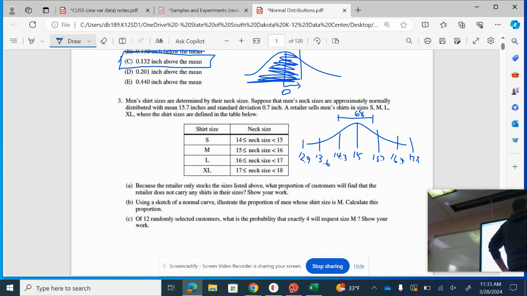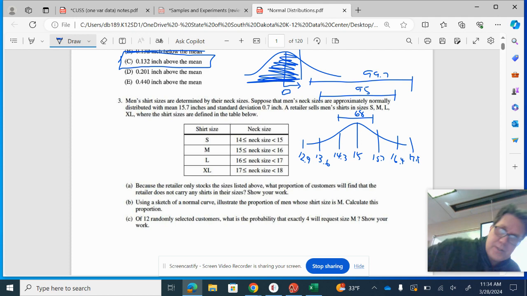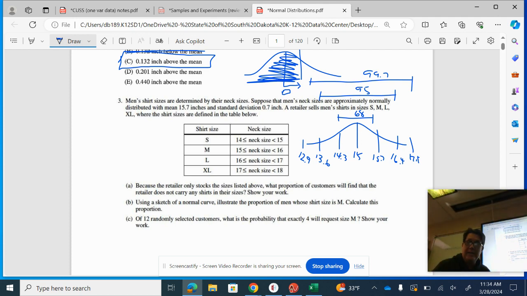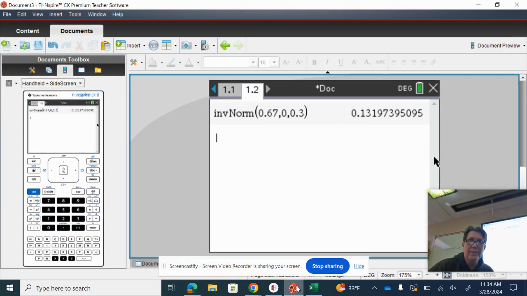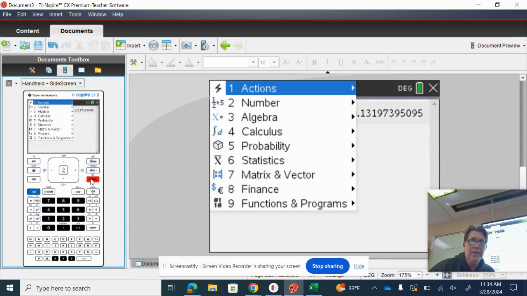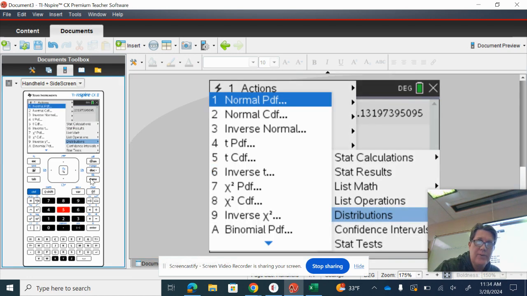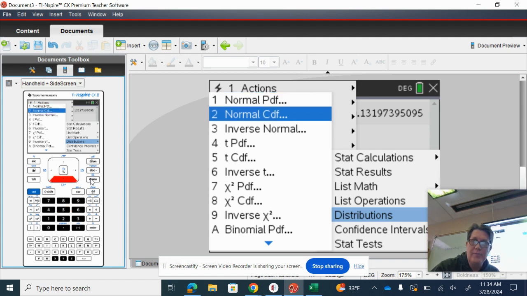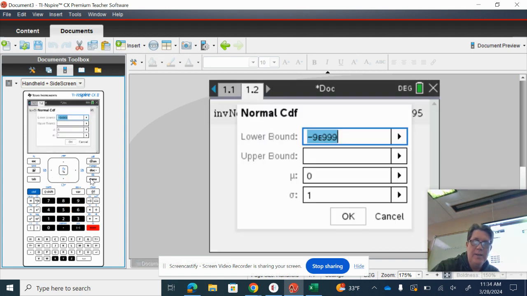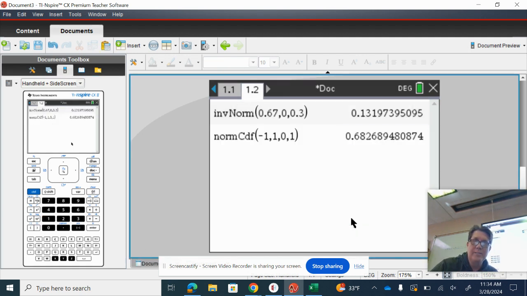Remember your rule. If you go 2 standard deviations, that's 95. 3 standard deviations is 99.7. Some books call it the empirical rule. We can just call it the 68, 95, 99.7. If you've forgotten that rule, you can come up with it by doing a menu, 6.5, doing your normal CDF. If you're on your other calculator, my apologies. But you can simply go from -1 to 1, leave this 0 and 1, and that'll tell you, hey, that's 68%.